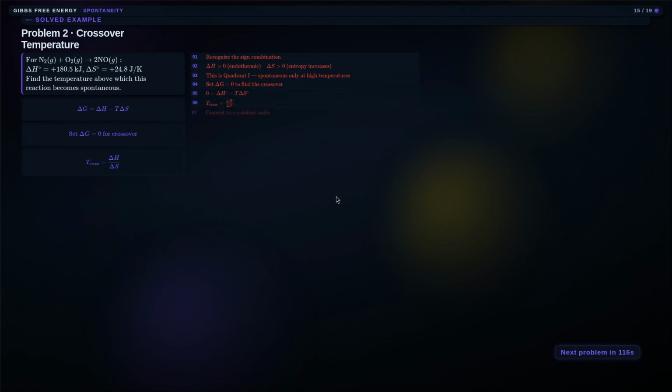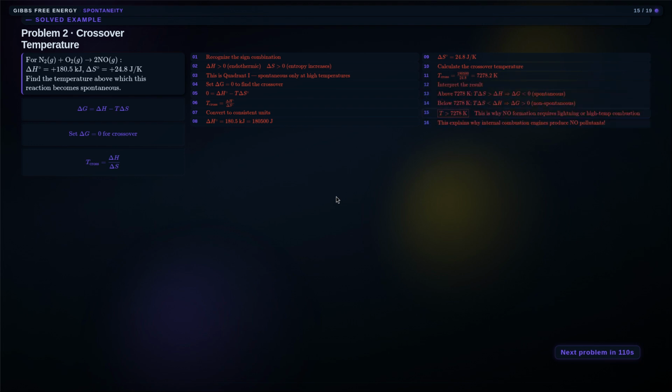Problem 2. Crossover temperature. For N2 gas plus O2 gas yields 2NO gas, delta H naught equals plus 180.5 kilojoules, and delta S naught equals plus 24.8 joules per Kelvin. Find the temperature above which this reaction becomes spontaneous.